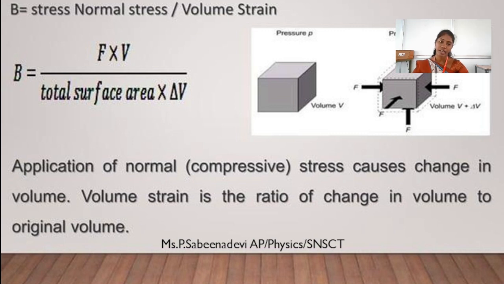In elastic modulus, we have three types, depending on the stress applied to the body: Young's modulus, rigidity modulus, and bulk modulus. We know well about Young's modulus: while applying stress to the body, the stress is in the longitudinal mode, so longitudinal stress by longitudinal strain. In Young's modulus we have two types, uniform bending and non-uniform bending. We also have bulk modulus, which is volume stress by volume strain. Next is rigidity modulus, which is shearing stress by shearing strain.